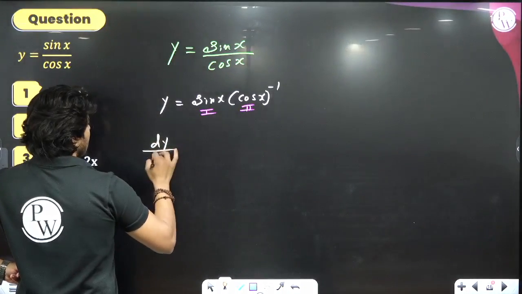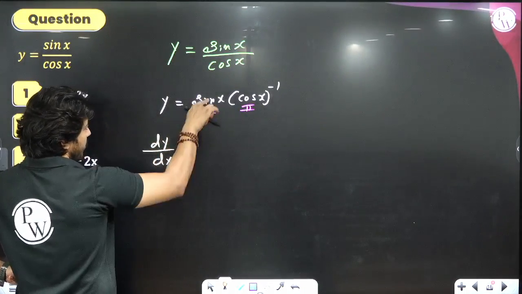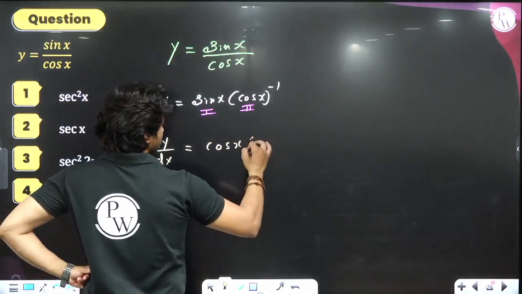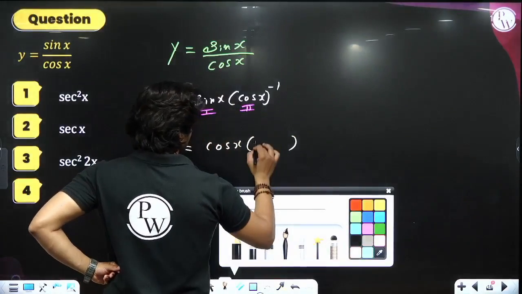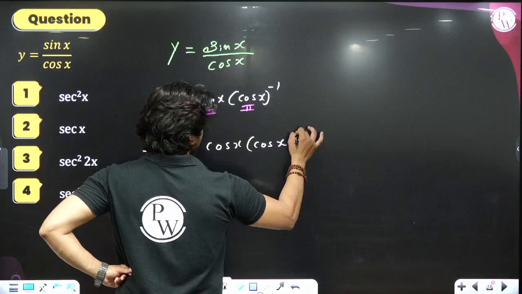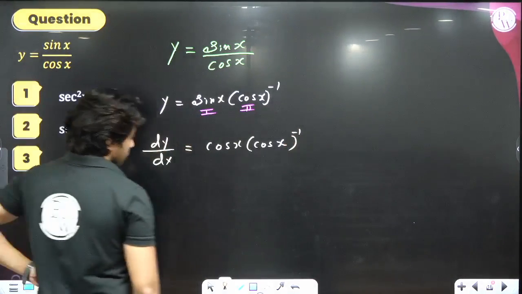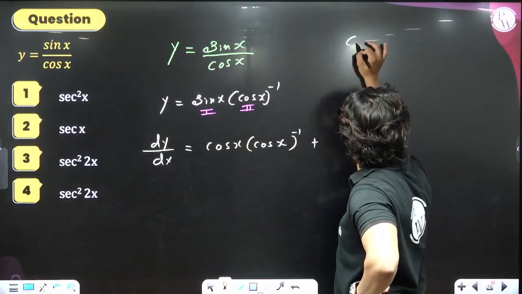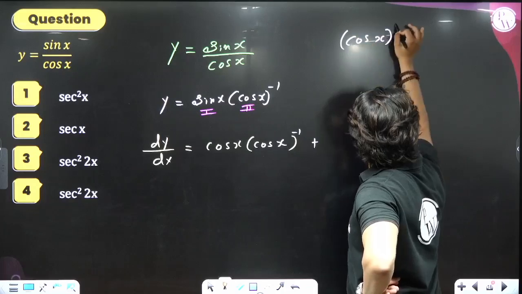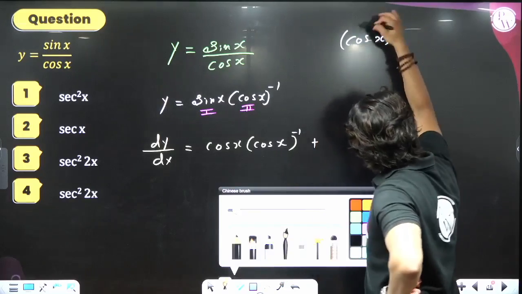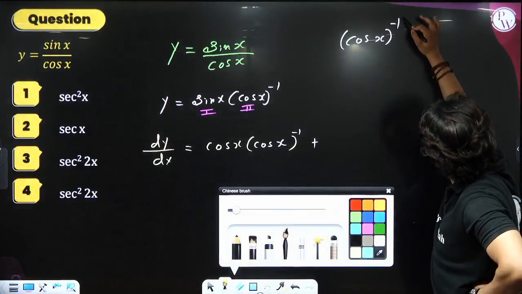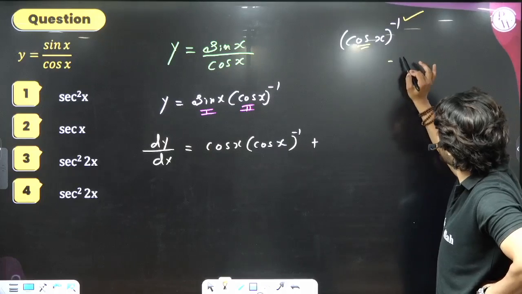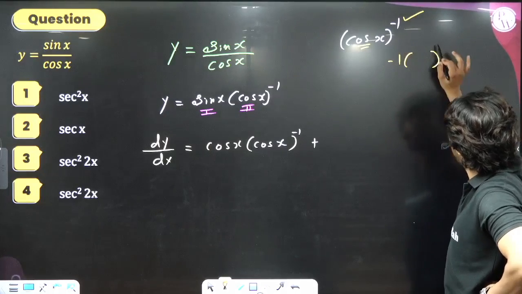dy by dx. The differentiation of the first function, sin x, is cos x. The second function remains as it is, plus the differentiation of the second function. What is the differentiation of cos x to the power minus 1? To differentiate this function, you need to differentiate the power and the inner function. The differentiation is going to be minus 1 into bracket to the power minus 2.